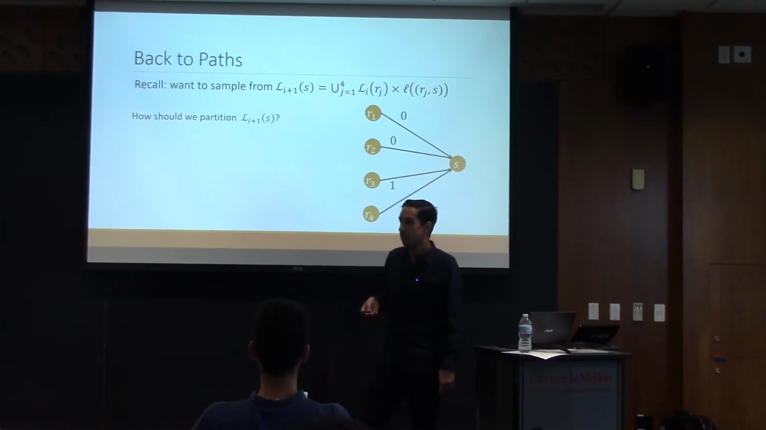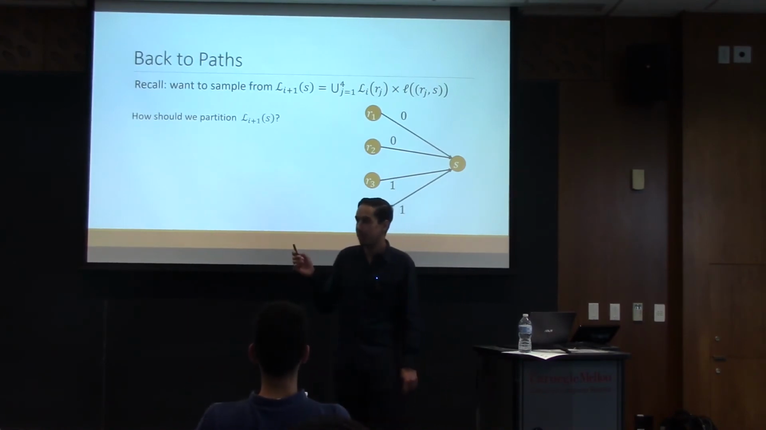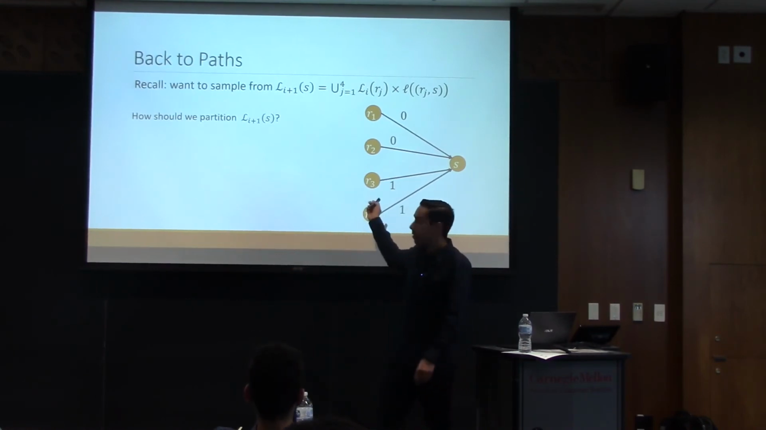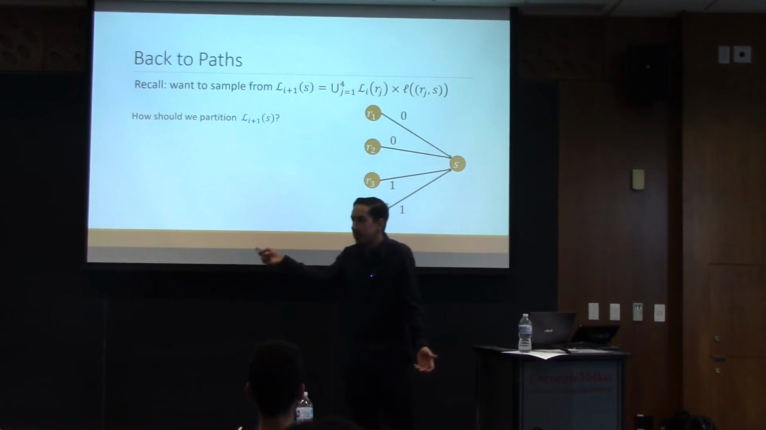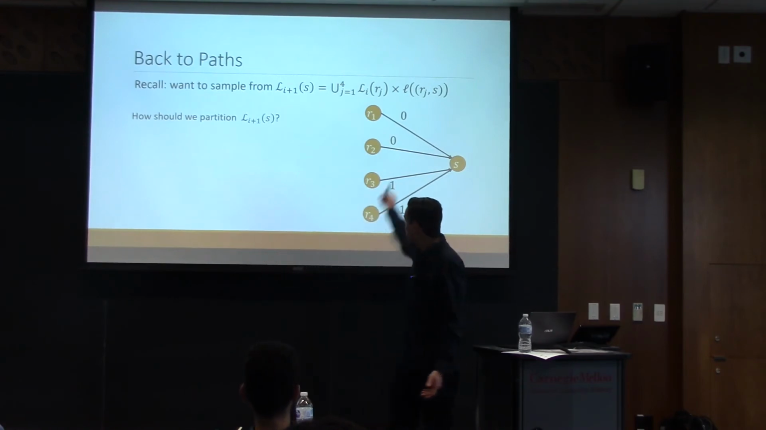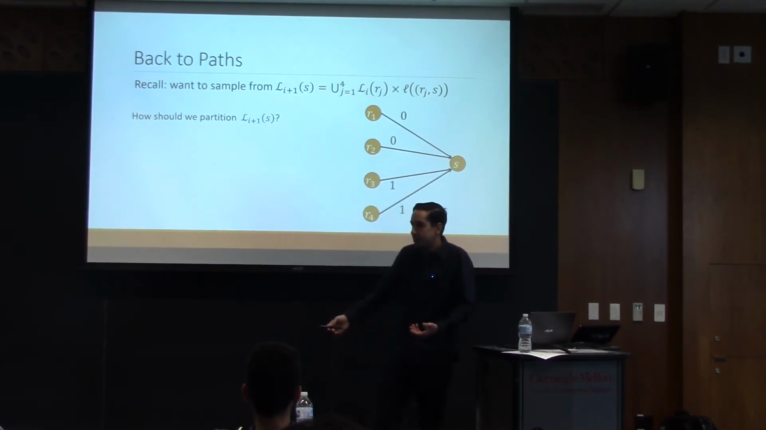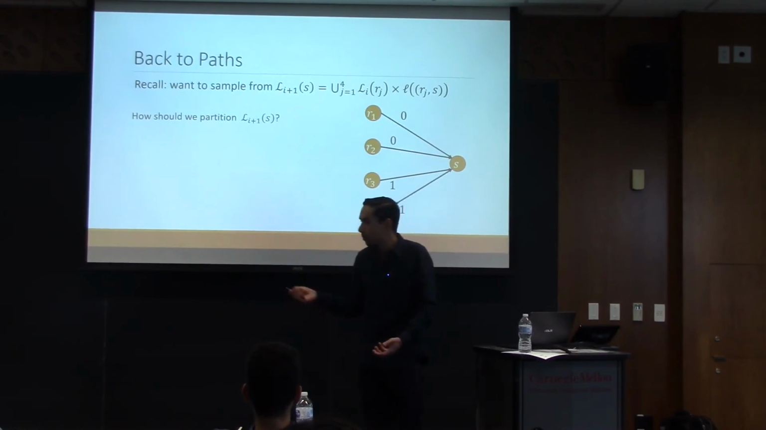Based on the label? Yeah, exactly. All the path labelings coming into S have some last bit. It's either 0 or 1. If it's 0, it has to go through one of these edges. If it's 1, it has to go through one of these edges. Remember that this set is a union over edges coming into S. So I'm going to partition it based on the edges: the edges with label 0 and the edges with label 1.